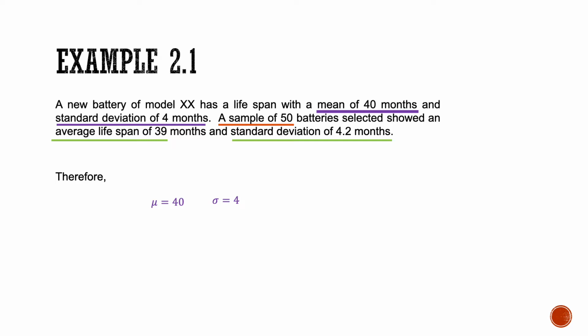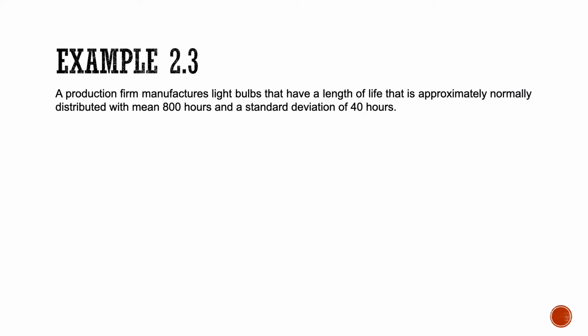So 40 and 4 months were referring to the population. That's why mu equals 40, sigma equals 4. And after the word sample comes, the average lifespan of 39, here we use the notation x bar because it was referring to the sample mean value, and s equals 4.2.